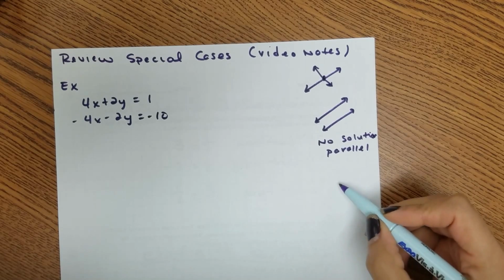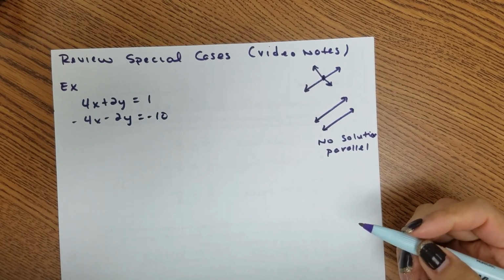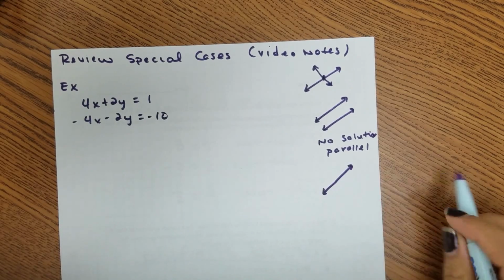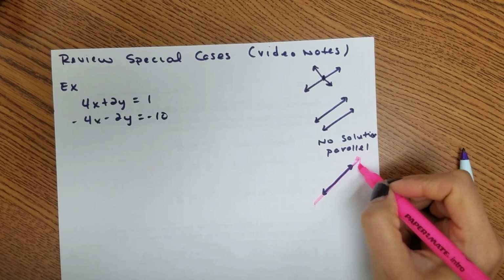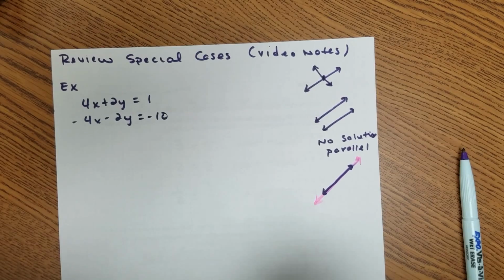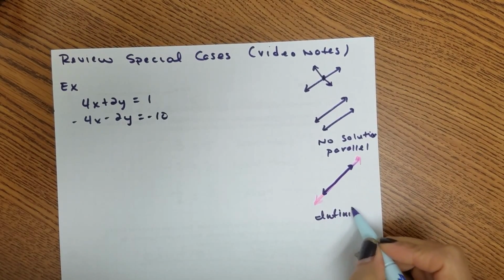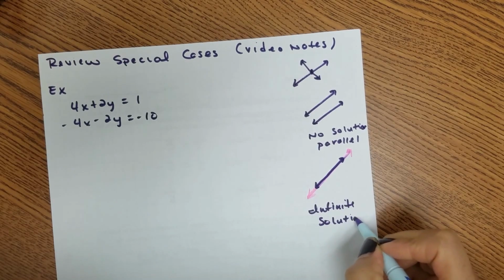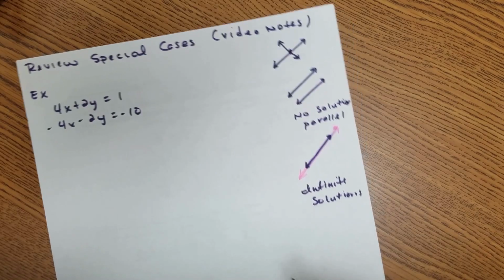Sometimes you're going to get the same line written differently. So you're just going to have the exact same line that is just overlapping. In that case, you actually have infinitely many solutions. And I'm going to show you what it's going to look like when you get something like that.